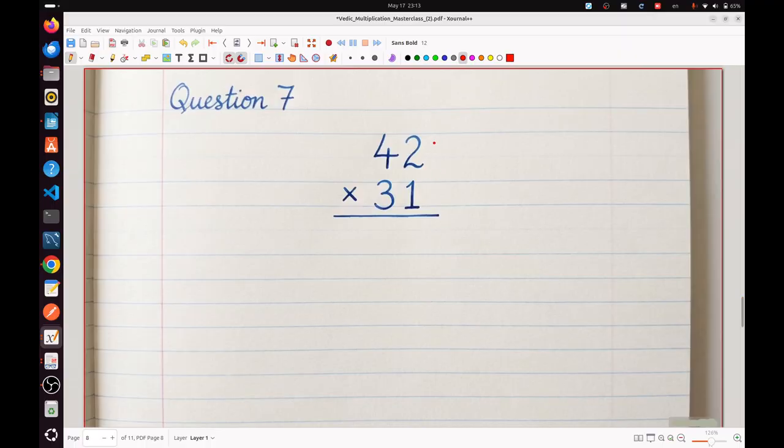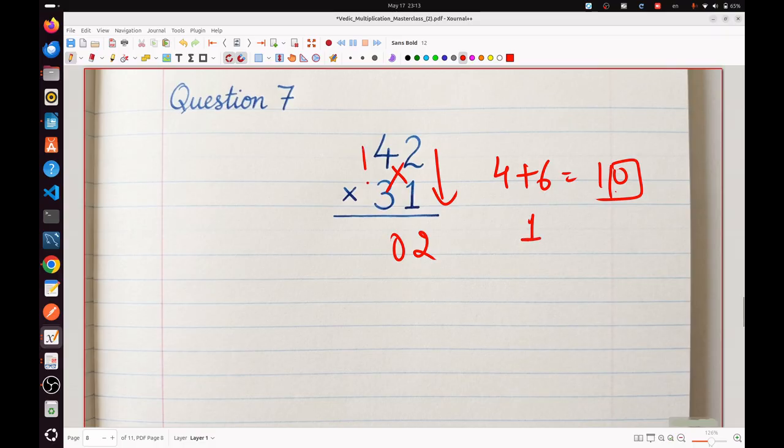Let's solve 3 more questions and we'll wind up. 2 cross 1, that is 2. Next 4 into 1, 4, plus 3 into 2, 6. 6 plus 4, 10. This 0 will keep here. 1 we have carry. Last step, 4 cross 3, that is 12. 1 plus 12 will be 13, right? So 1302 is the answer.